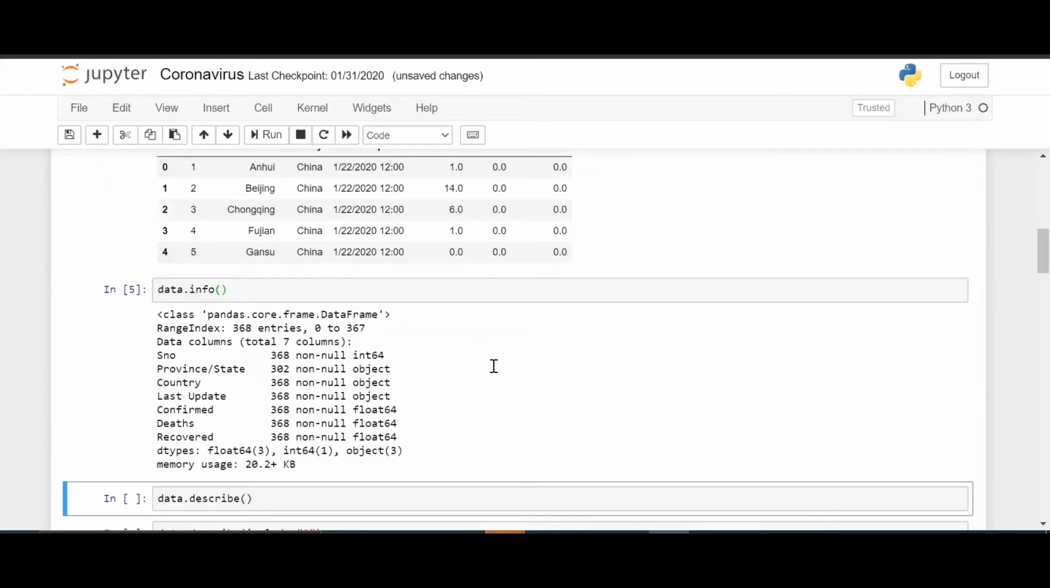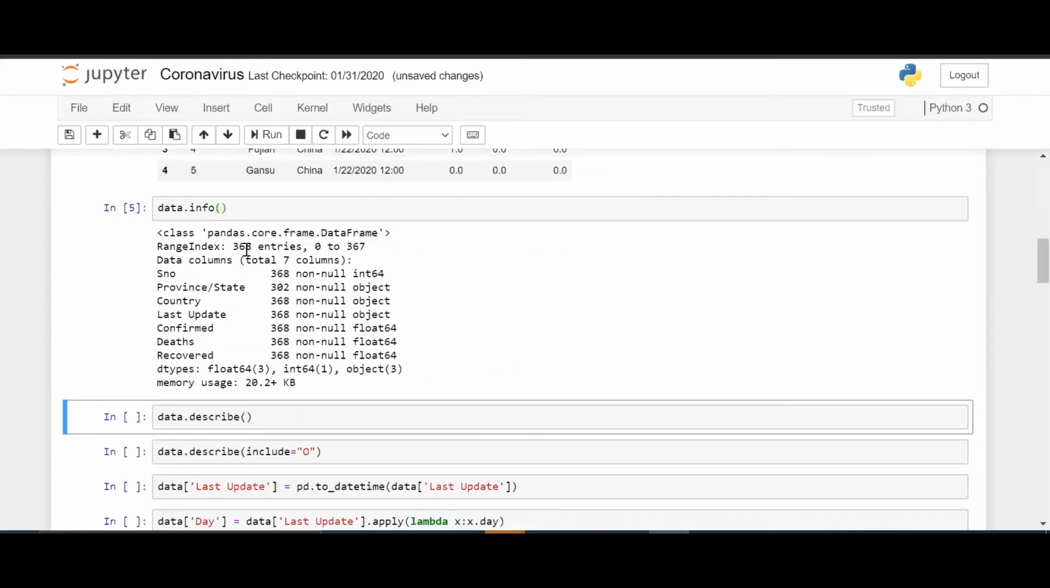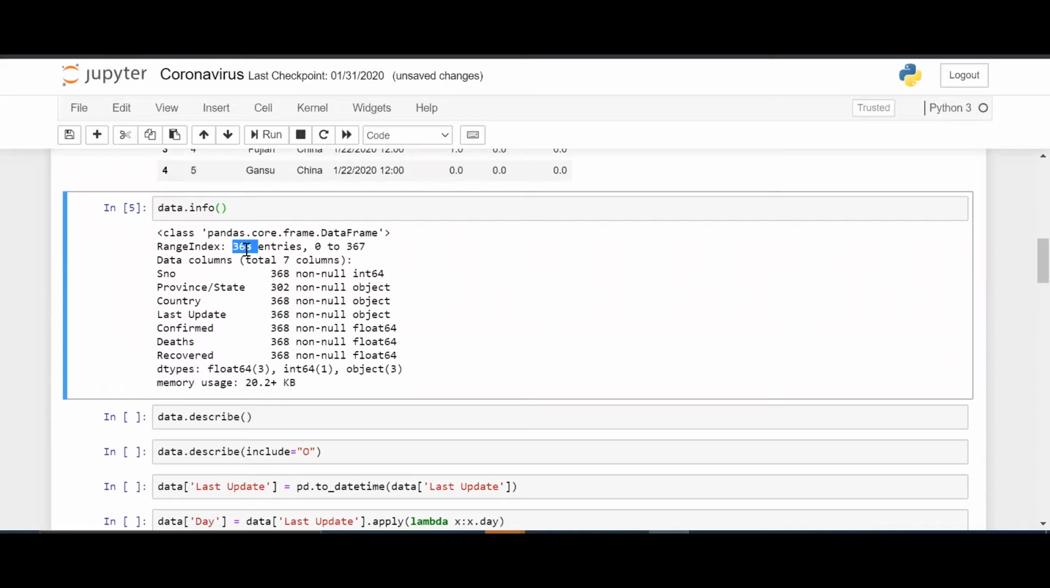Let's get the information. So we have a total of 368 entries, of which for the given columns, we have 368 non-null for serial number. The province and state have 302 non-null objects, country 368, all the way to recovered 368. So we have a few empty values here, 66 to be precise.